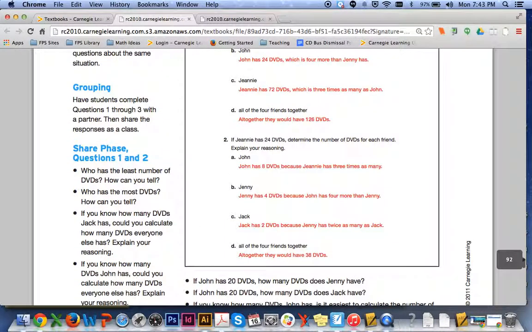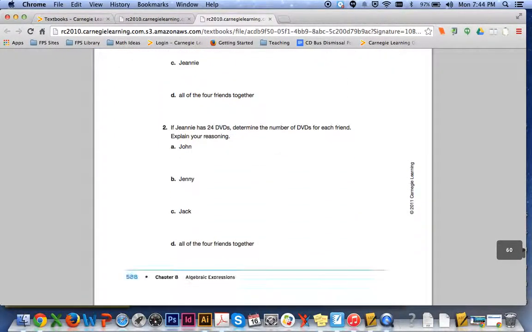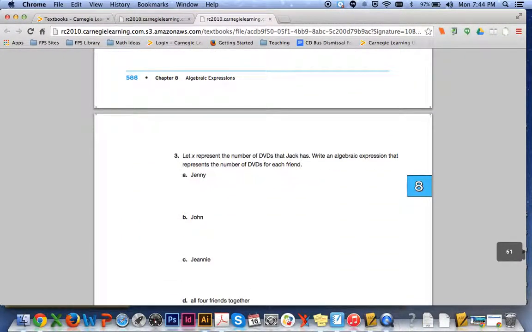So if we look at the answer key here, John has 8 DVDs because Janine has 3 times as many. 24 divided by 3 equals 8. Jenny has 4 DVDs because John has 4 more than Jenny. So 8 minus 4 equals 4 DVDs. Jack has 2 DVDs because Jenny has twice as many DVDs as Jack. So 4 divided by 2 equals 2. And then all together, the friends would have 38 total DVDs. So back to the problems here.